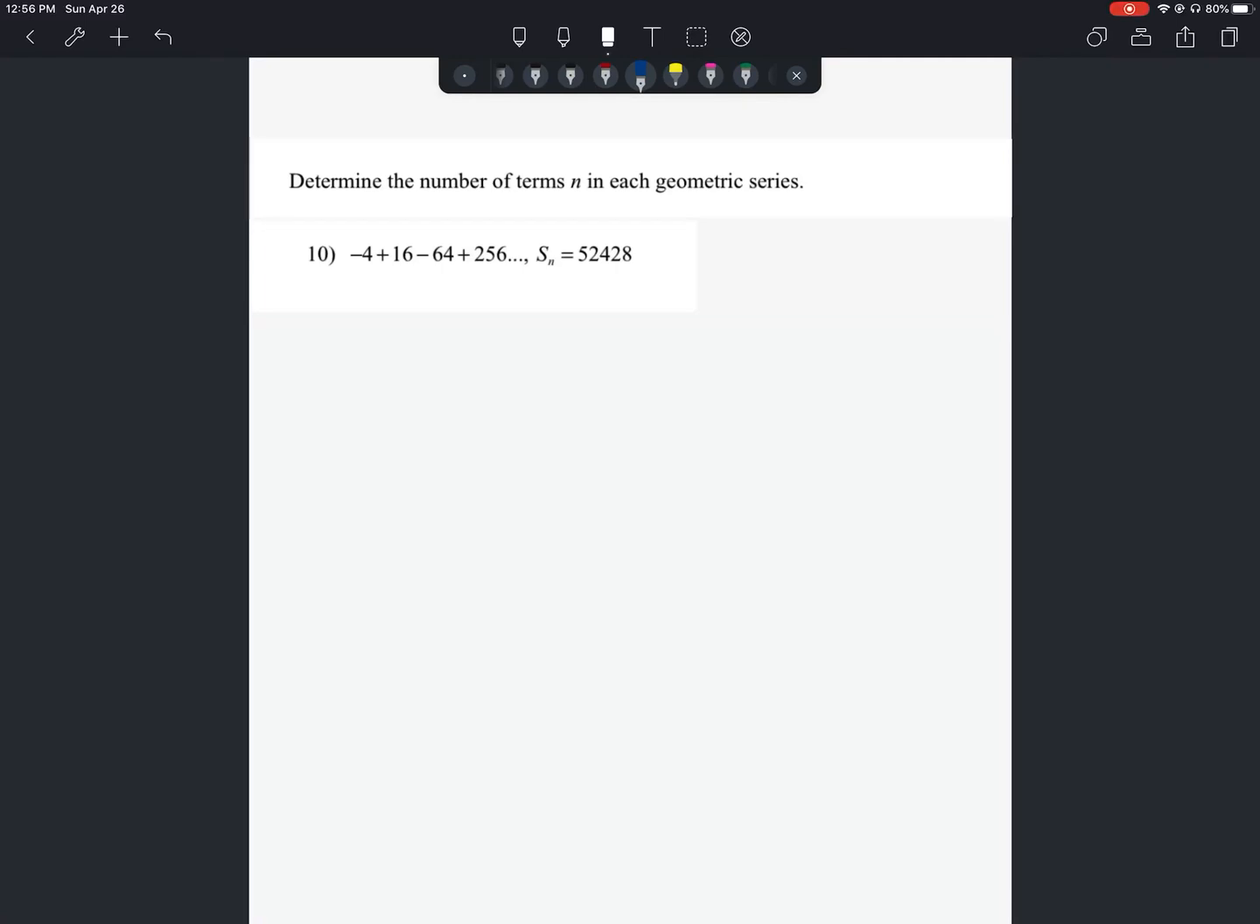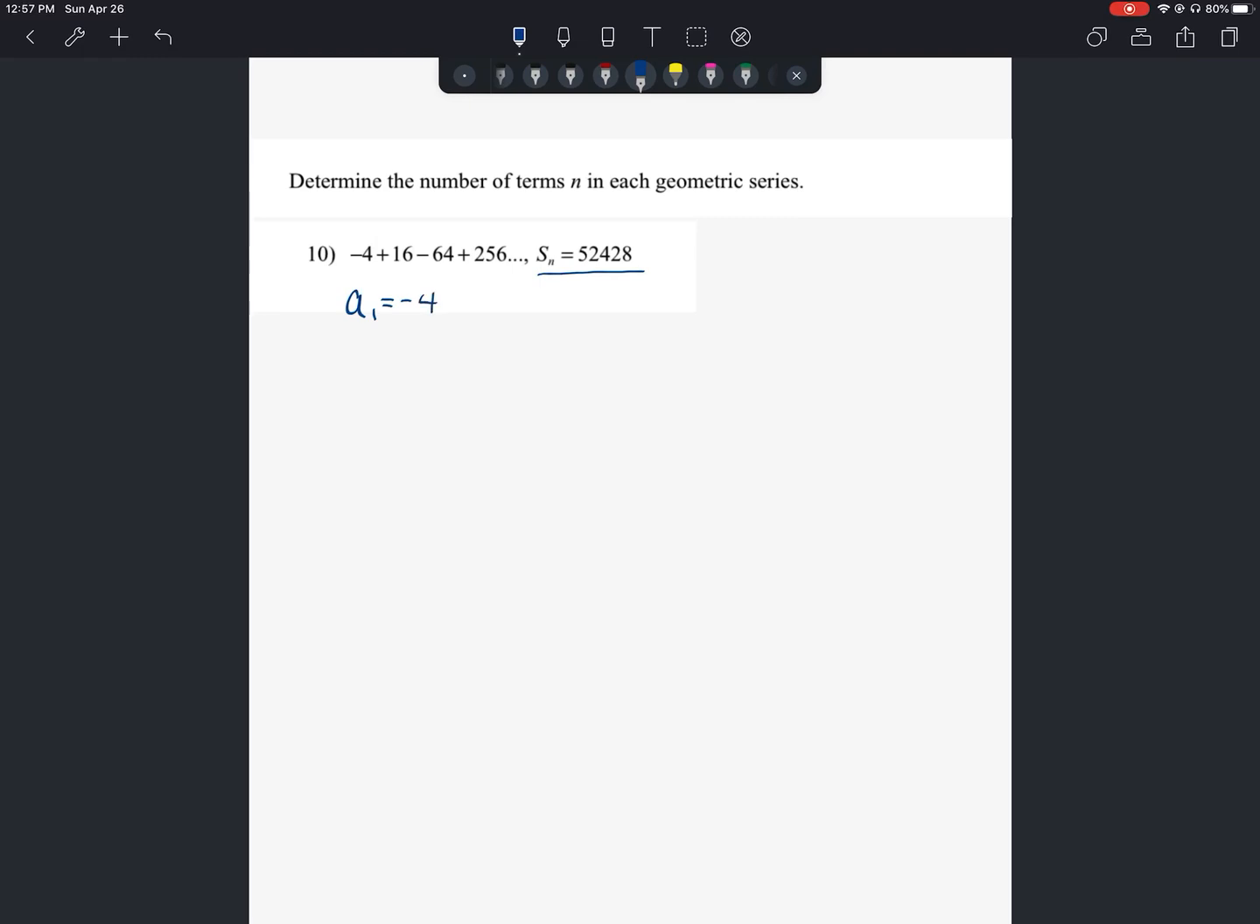This is problem number 10 from the H10-7 homework. Again, it's going to ask us to determine the number of terms n in this geometric series. The geometric series goes -4 plus 16 minus 64 plus 256, and so on. It looks like the sum of the series is going to be 52,428, okay? So, by giving us this series here, we know the first term is going to be -4.